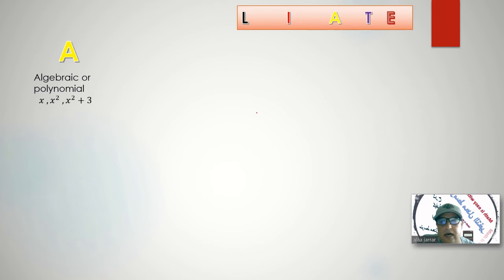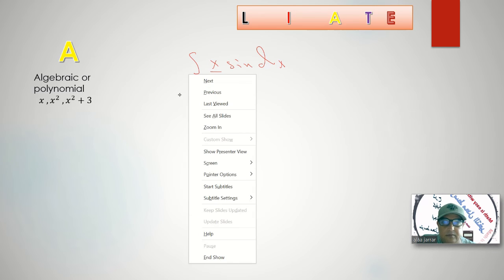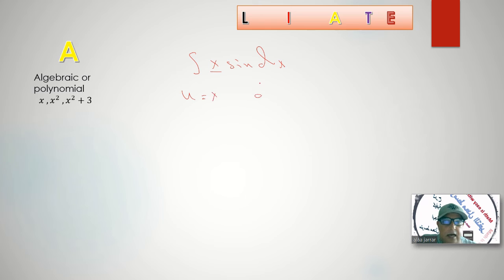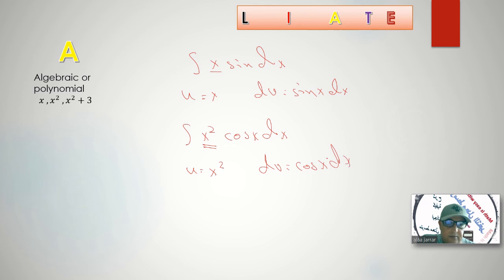Now, if I don't have a logarithm and I don't have an inverse trigonometric, and I have a polynomial like x sine x dx, what we will do is take u equal x and dv equal sine x dx. If I have x squared cosine x dx, also this is a polynomial, so u equals x squared and dv equals cosine x dx.